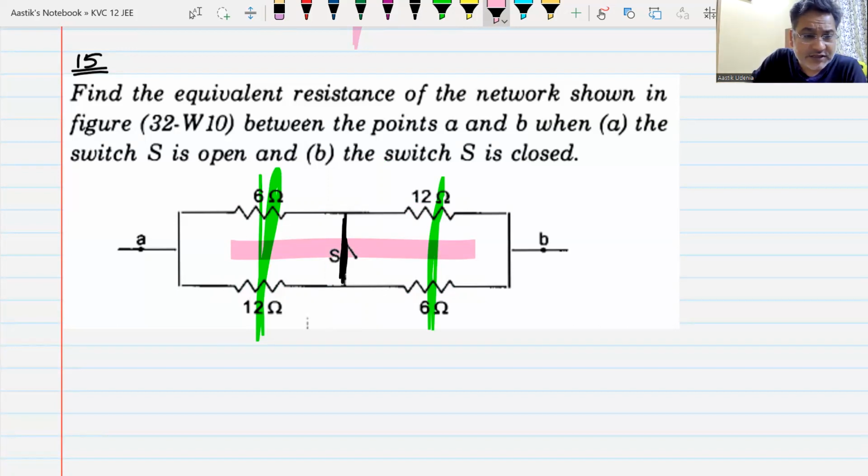That is the change that has been caused by the switch being opened or the switch being closed. We understand this? Switch being open, they are not connected in between. Switch closed, they get connected in between and they come in parallel.